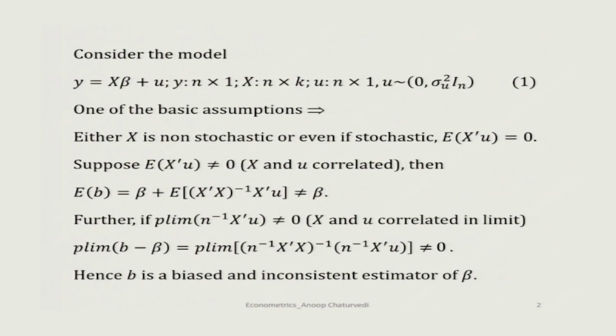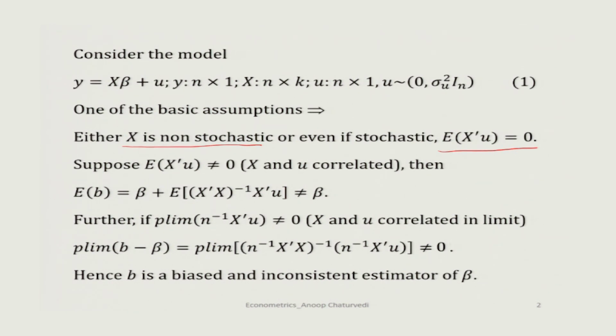So, now we consider the model y equal to X beta plus u. Again, y is n cross 1 vector, X is n cross k matrix and u is n cross 1 vector. We will assume that u follows some distribution with mean vector 0 and variance covariance matrix sigma square u I n. In some situations, we take the distribution of u as multivariate normal distribution. Then one of the basic assumptions is that either X is non-stochastic, or even if it is stochastic, expectation of X transpose u is equal to 0.